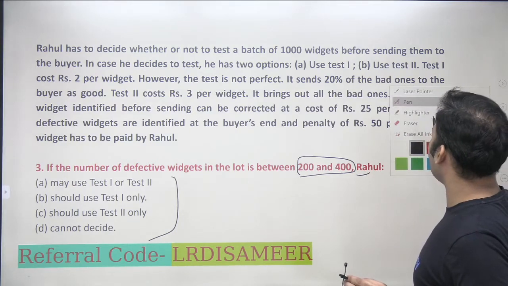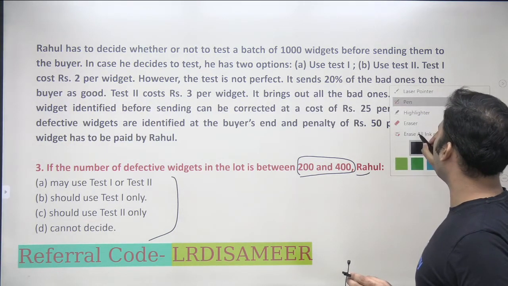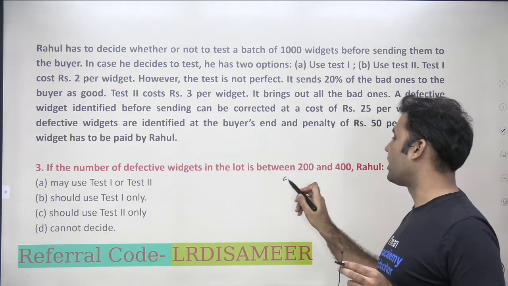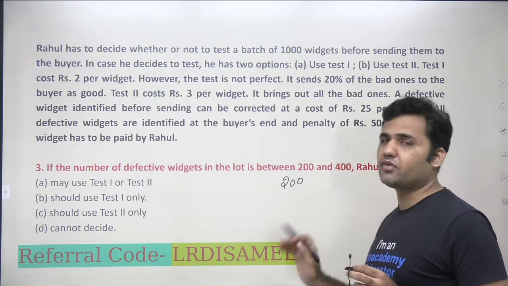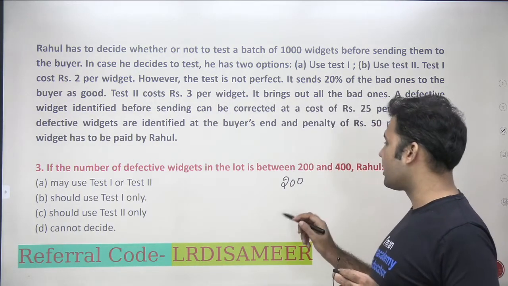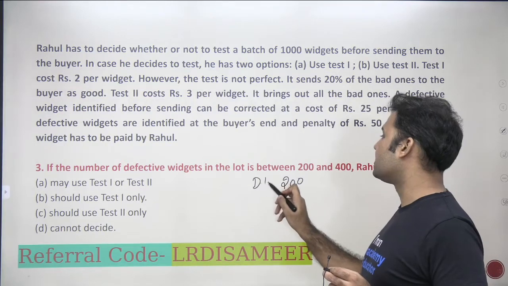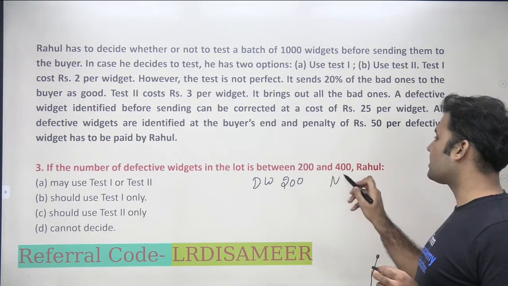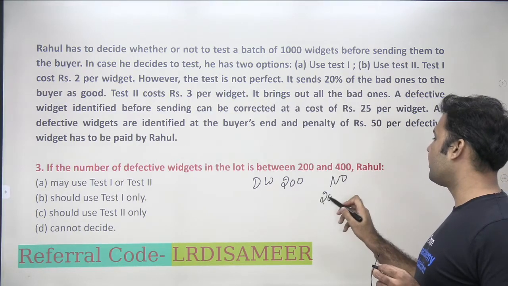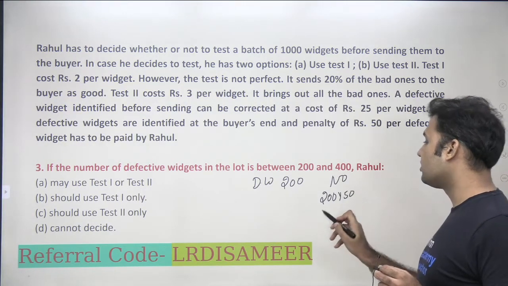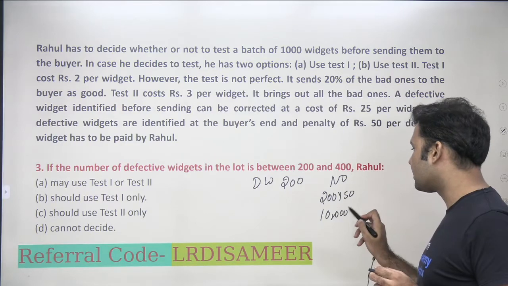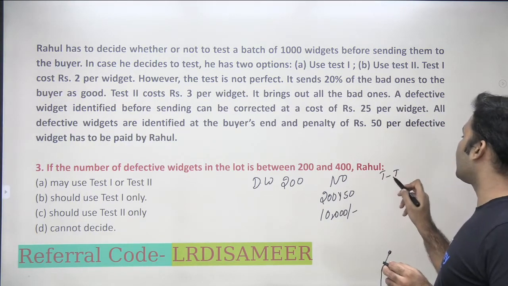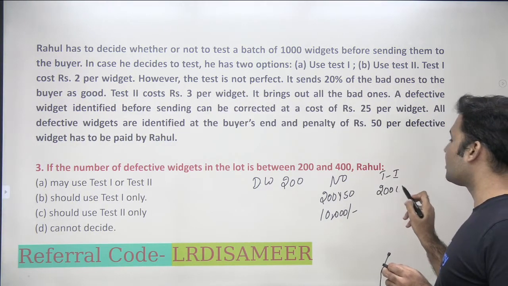You should be picking the extreme case, and let's go with a case of 200. You can also pick 300 or 400, right? Let's go for 200 defective widgets. So let's see what happened in the case of 200 defective widgets. In no testing, Rahul will be paying the penalty on 200 widgets. That means Rahul will be spending 10,000 rupees, right? In case of test 1, Rahul will be spending 2,000 rupees on testing.